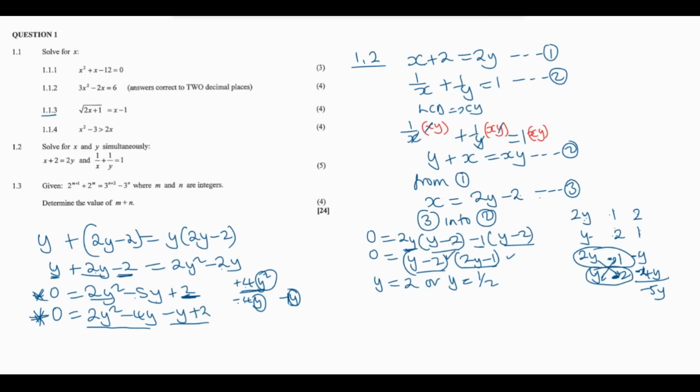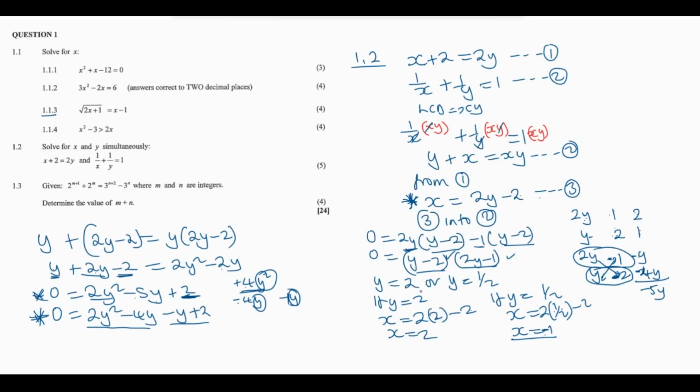Okay. Right, so now we have the values of y. We can find the values of x. Let's use equation 3 to find the values of x. Right, if y is equal to 2, so we're going to have x is equal to 2 times 2 minus 2. Then 2 times 2 minus 2, what is it? 2 times 2 is 4, minus 2 is 2, so x is equal to 2. Right, and then if y is equal to 1 over 2, then x is equal to 2 times 1 over 2 minus 2. 2 times half is 1. 1 minus 2 is negative 1. X is equal to negative 1 there.